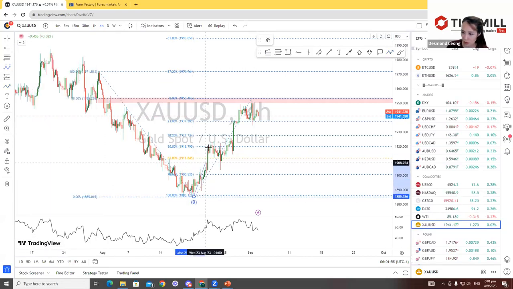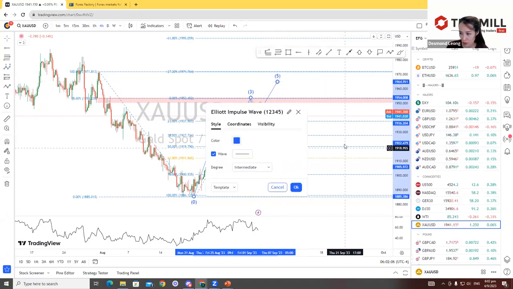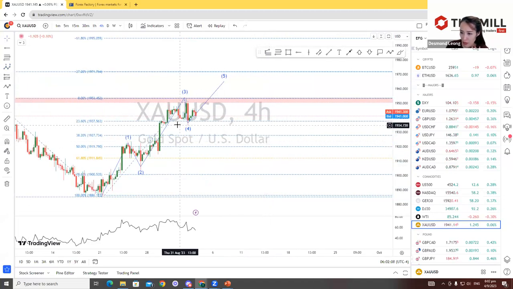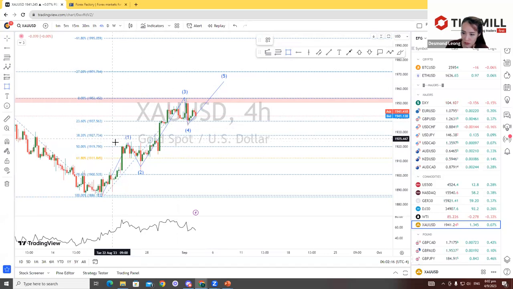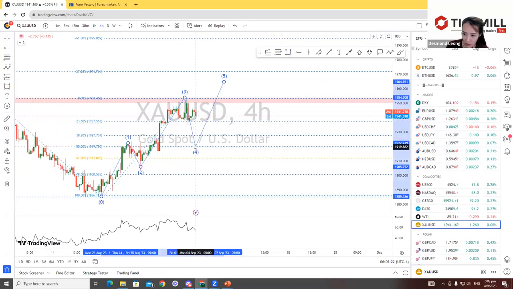I thought this is 1, 2, then this could be 3 and 4, and then I thought it's going to be 5. I'm not sure whether it's going to be wave 5, but I thought this is my wave 3, and then wave 4 to be between somewhere that does not overlap wave 1.